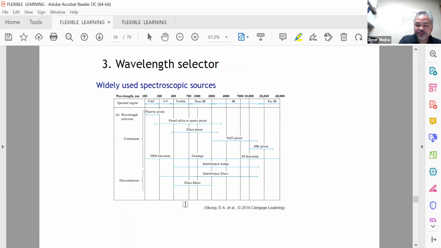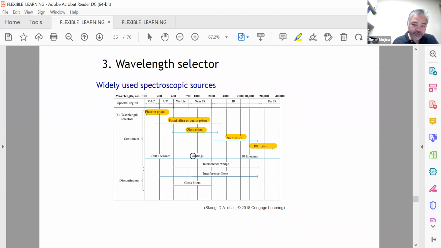Now, if you're going to look at the wavelength selectors among the regions that we have, from vacuum UV you have the fluoride prisms, and then from UV to near IR you have the quartz prism, and then in the visible and the near IR you can have the glass prism. Now in the IR, you can use the NaCl or the KBr prism.